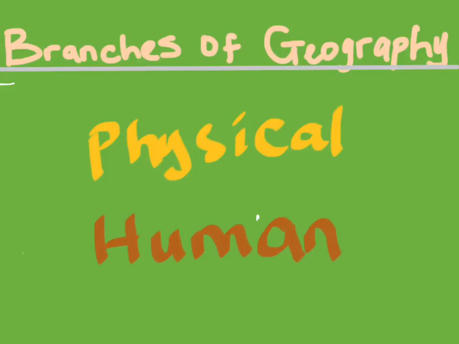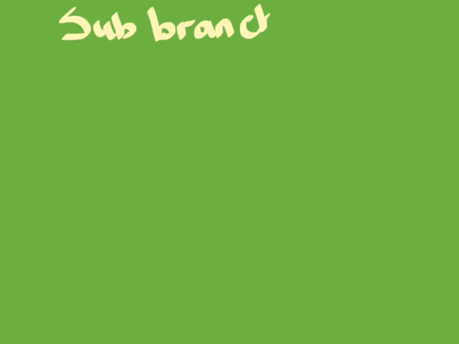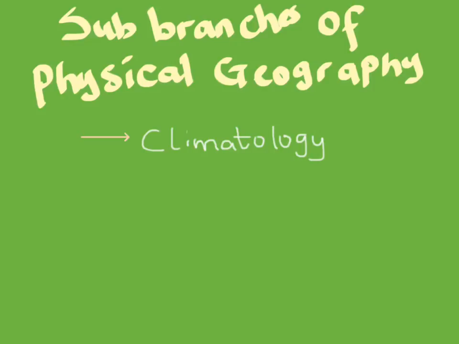From here, we'll now go to the sub-branches of physical geography. There are 5 main sub-branches of physical geography. We'll begin with the first, which is climatology. From the word climatology, it means climatology is gotten from the word climate. Therefore, climatology is simply the study of the different types of climates.